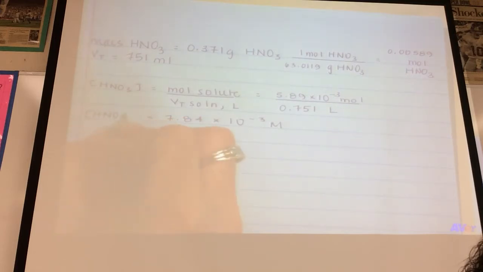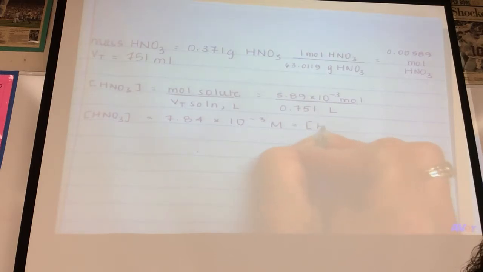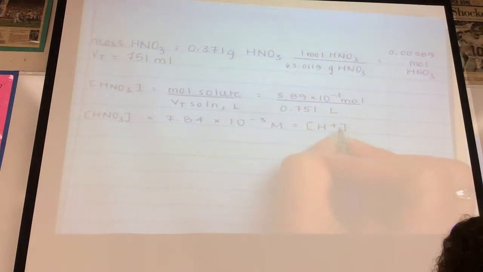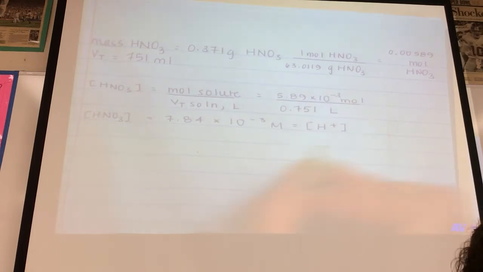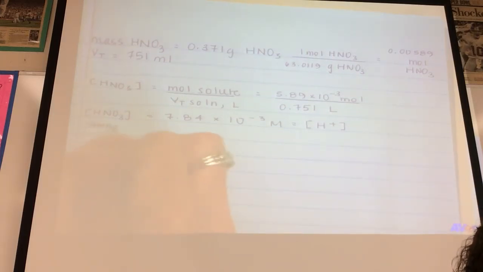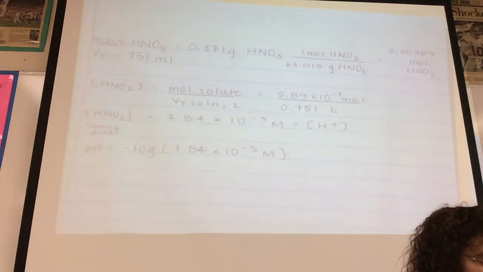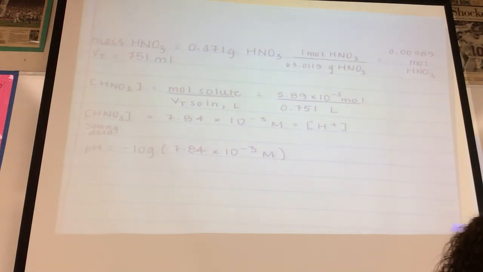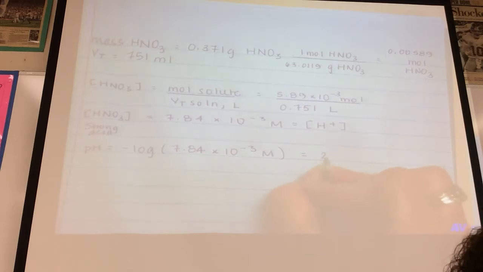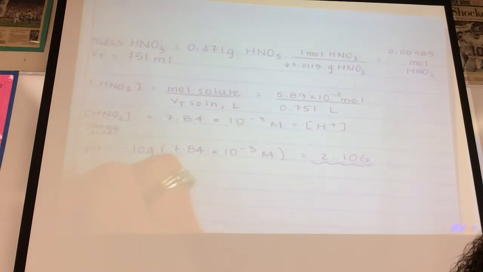Why is that concentration equal to the concentration of proton? Because it's a strong acid. It ionizes completely. So how do you get the pH? It's going to be 2 point something. Why is this solution acidic?